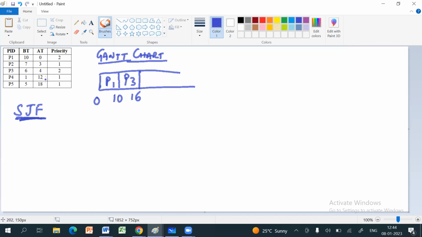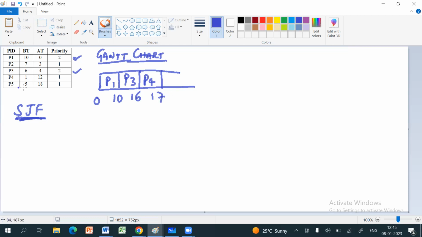P4 has also arrived, because of the arrival time 12, while P3 was executing. Now obviously P1 has completed, P3 has completed, but we are left with P2 and P4 in the wait queue right now. Among P2 and P4, P4 has a shorter burst time, shortest job first, right? So P4 will be given a chance to execute here, and that will continue for only 1 unit of time because of its burst time. So it will stop at 17.